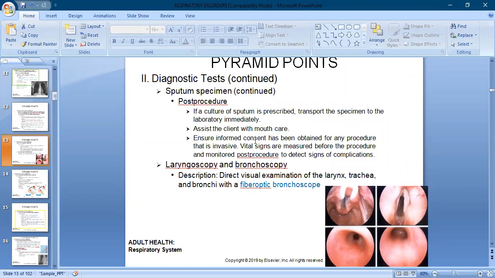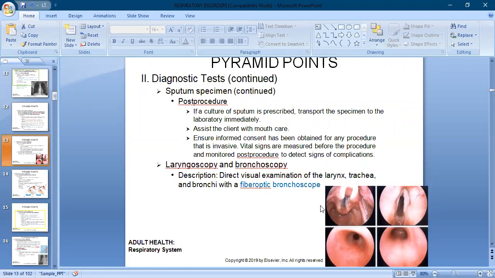Ensure the informed consent has been obtained for any procedure that is invasive, because when we handle the patient, we put something in the throat. This is an invasive procedure. Vital sign measurement is important, right? If there is any abnormal vital sign, meaning it fluctuates, the patient is not stable.